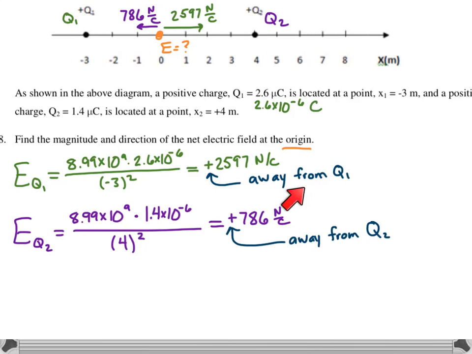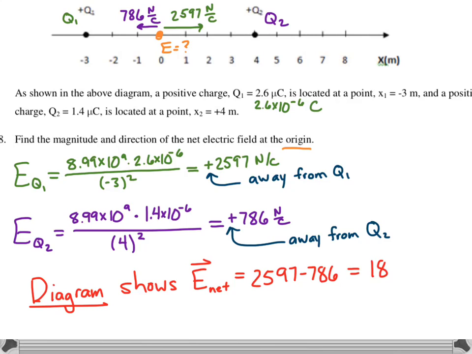Like I said, as we draw or figure out each electric field and figure out its sign, it's a very good idea to draw a diagram when you're working with point charges to figure out which direction each electric field is pointing. Now we can finally say the diagram shows us that E net is equal to 1,812 newtons per coulomb. I forgot the per coulomb part. And that is pointed toward the right.